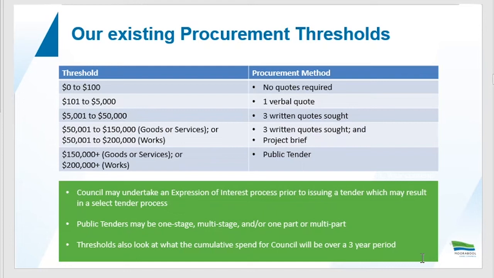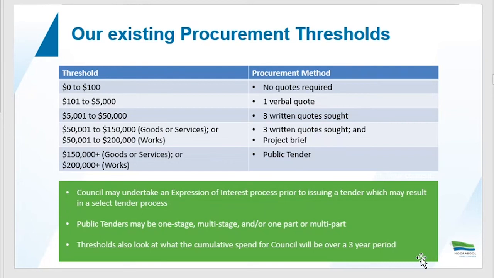As I mentioned earlier, Council may undertake an expression of interest process prior to issuing a tender or RFQ process, and that can either result in a public or what we call a select tender process. A select tender process would be that we just engage with providers that participated or responded to that expression of interest process. It is important to note that public tenders may be one stage, multi-stage, or can be either of those combinations at any time.